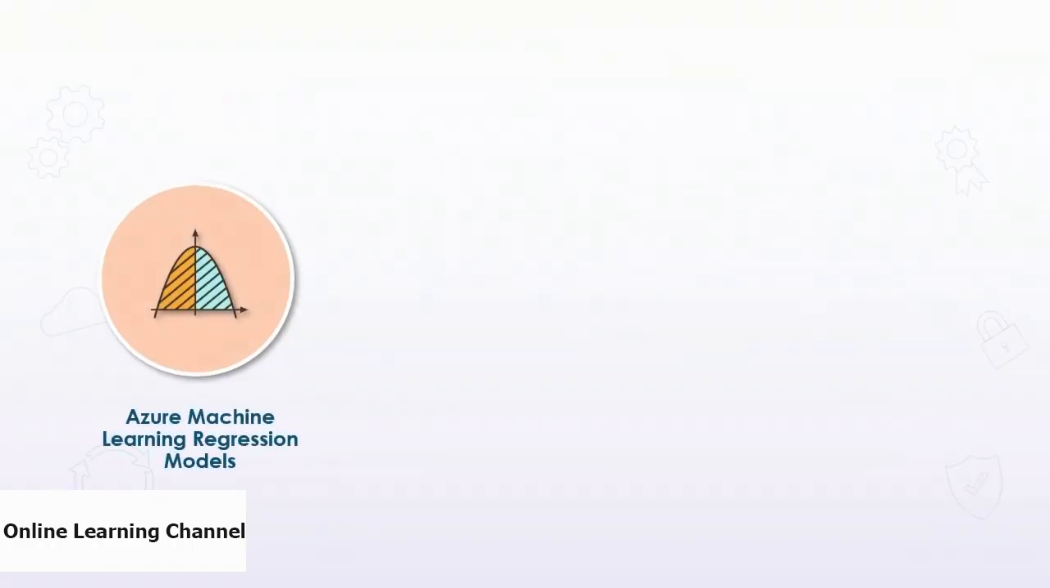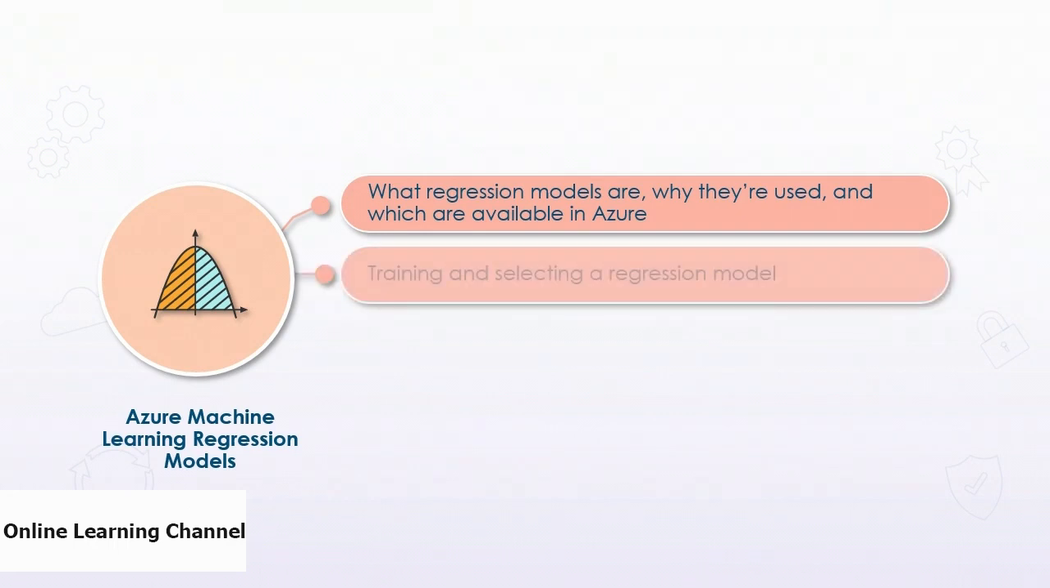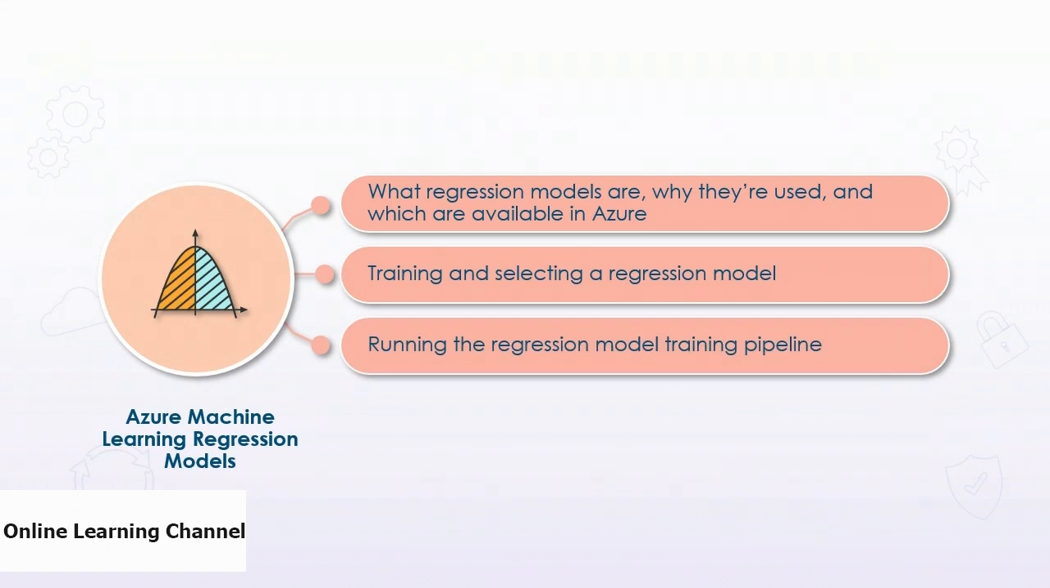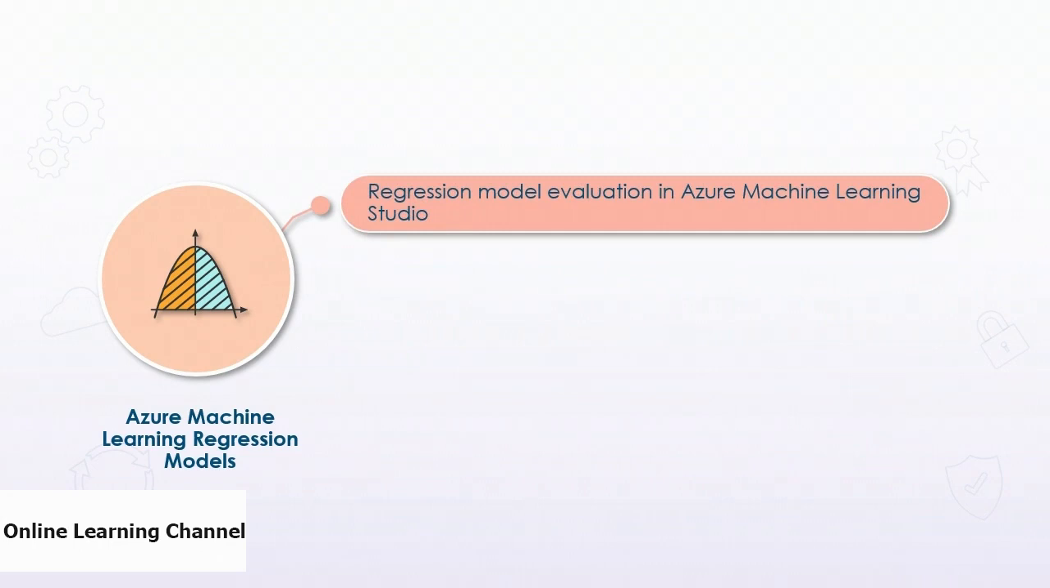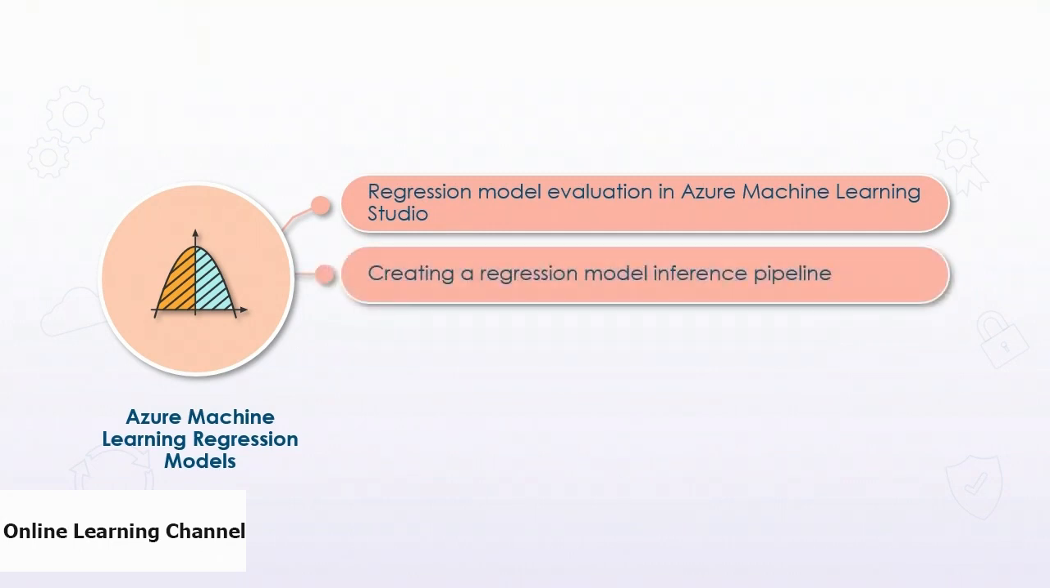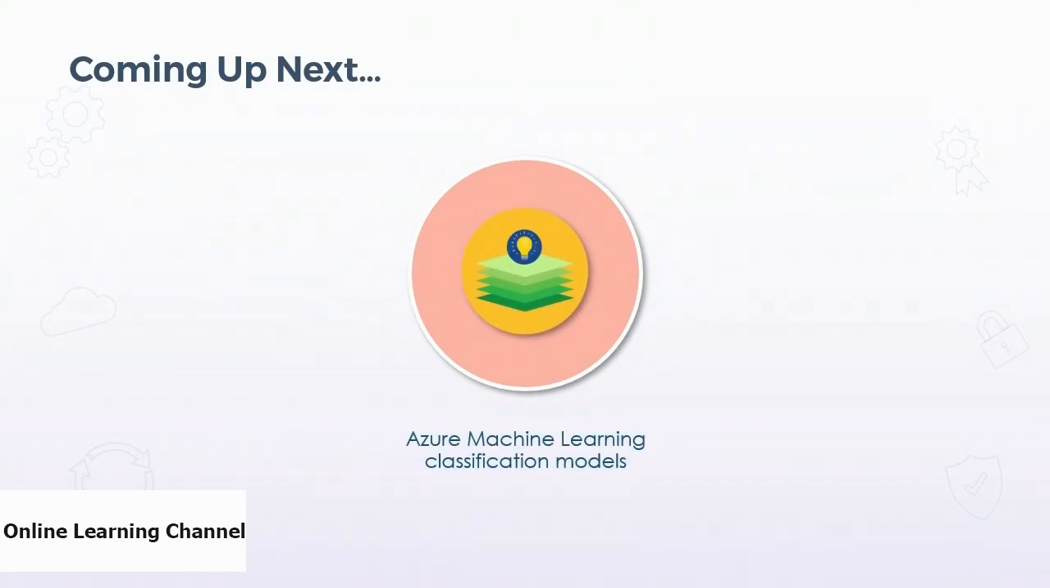So in this course, we've examined machine learning regression models in Azure. We did this by exploring what regression models are, why they're used, and which are available in Azure, training and selecting a regression model, running the regression model training pipeline, regression model evaluation in Azure Machine Learning Studio, creating a regression model inference pipeline, and deploying regression model predictive services. In our next course, we'll move on to examine Azure Machine Learning classification models.